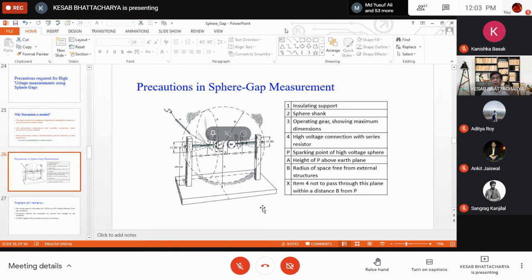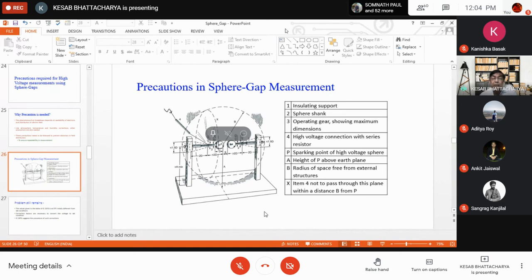Why two values? Actually, it is expected that the field lines emerging out from the live sphere should terminate on the earth sphere. But if the live sphere is placed very close to physical ground or earth, then many of the field lines will be deviated to the physical ground instead of terminating on the grounded sphere. That is not desirable. That is why you have to keep at least a minimum distance from ground, so that field lines coming out from the live sphere terminate on the earth sphere.